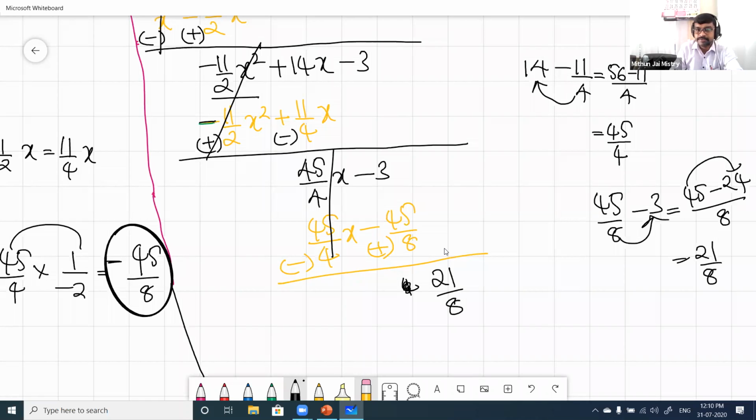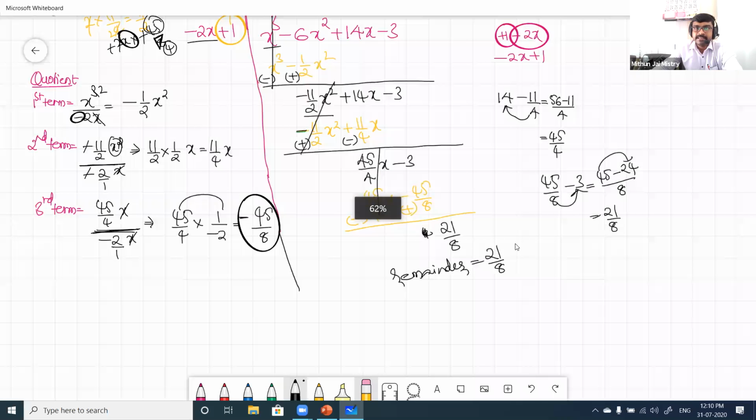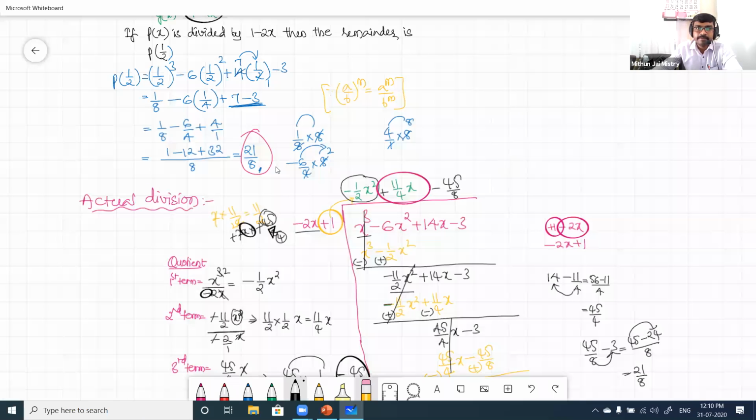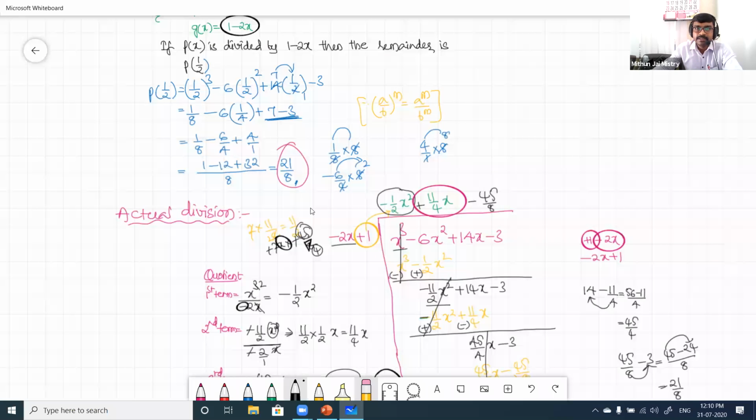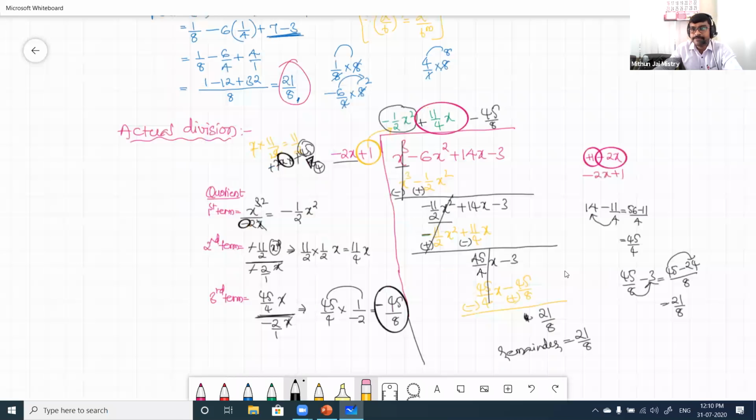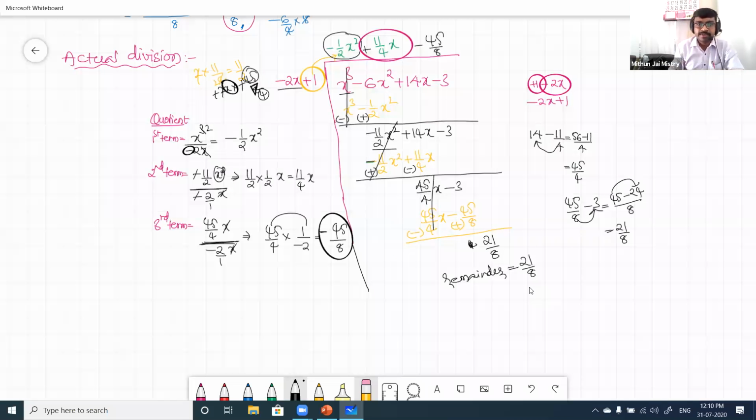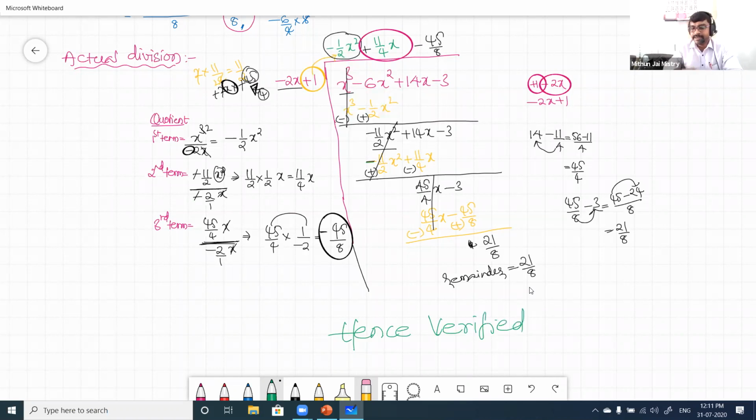This is the remainder. So here we will write remainder is equal to 21 by 8. I don't want the quotient. The question is asking to check whether we got the same remainder. What did we get as the remainder by the remainder theorem? We got 21 by 8. Now by the actual division we did a lot of hard work and we got again 21 by 8. So at last you can write two beautiful words: hence verified. What did you verify? The remainder by the remainder theorem and the remainder by actual division. Both are the same.